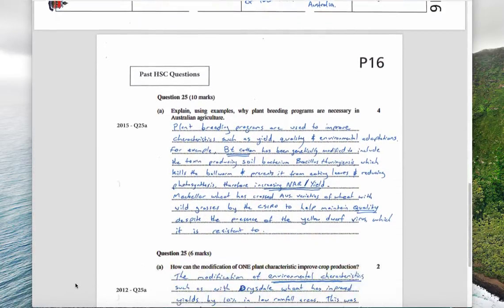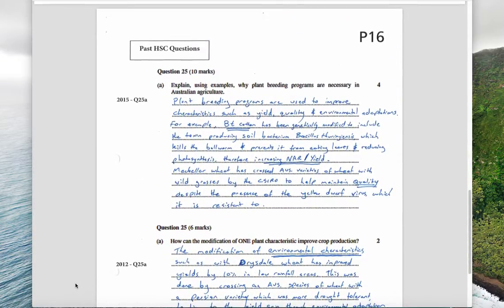If we look at these two past questions, they're similar really, but the first one says, explain using examples why plant breeding programs are necessary. So this is not talking about how the plant breeding happens, which is the previous dot point P15, but it's saying why are they necessary? Why do we actually need to do it? Which is exactly what this dot point is about.